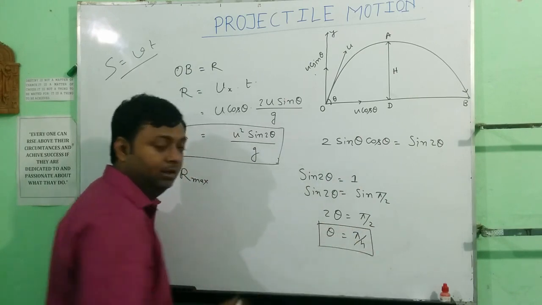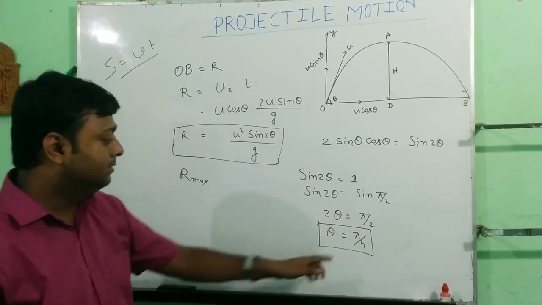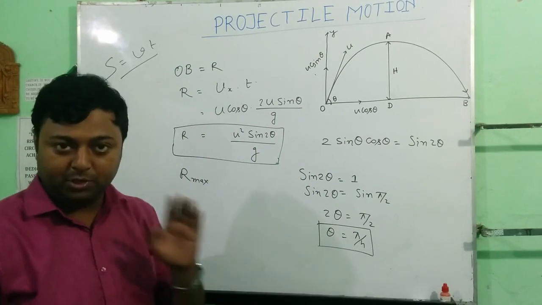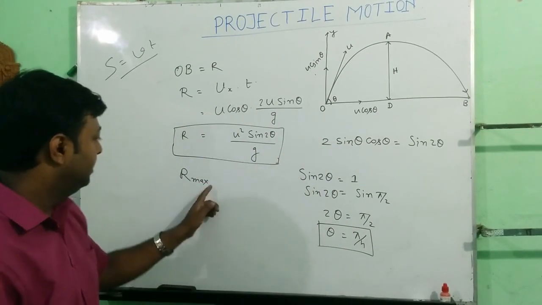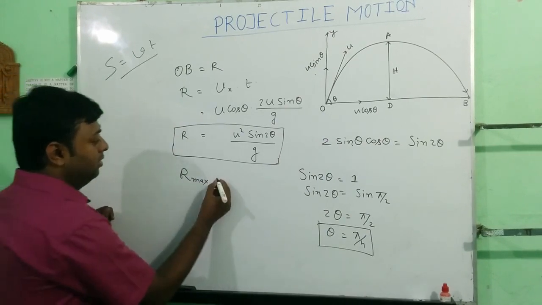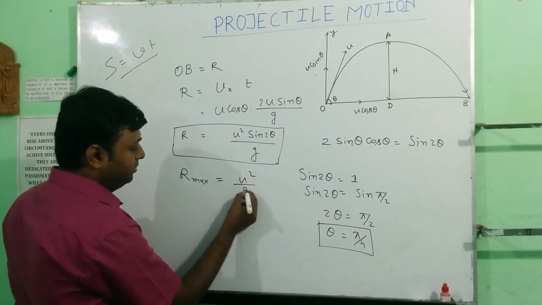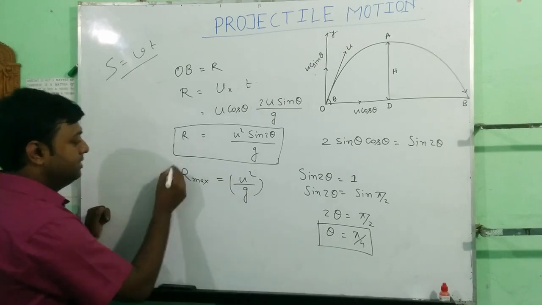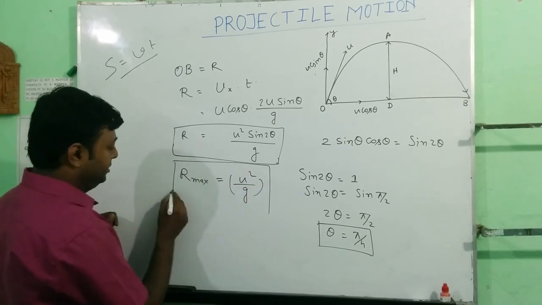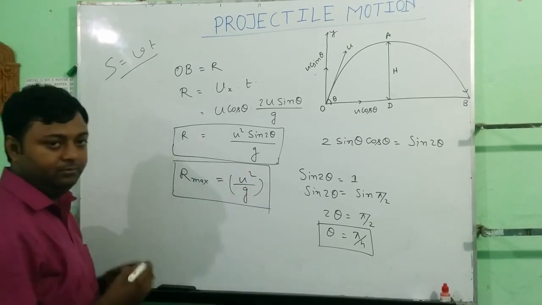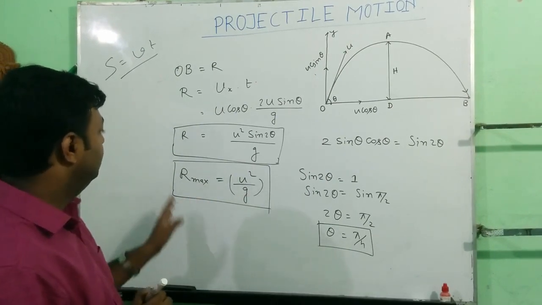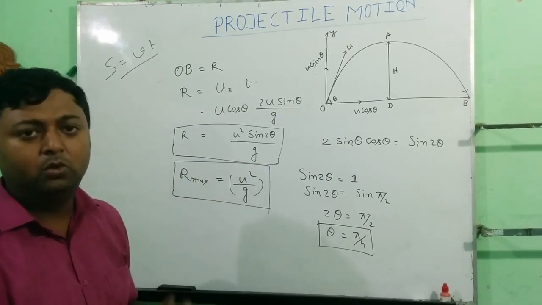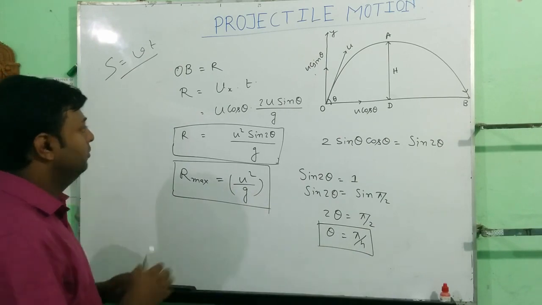When a particle is thrown at an angle theta equals pi by 4, that means 45 degrees, then the range is maximum. That means the maximum range is u square by g. This is the maximum value of range.